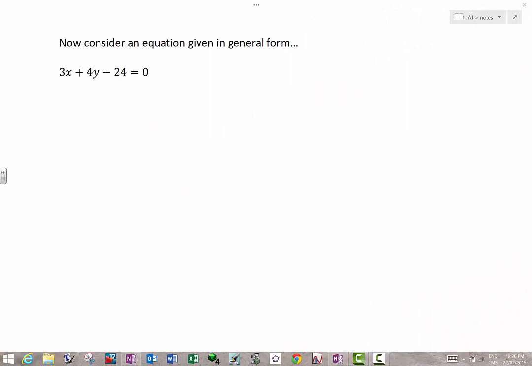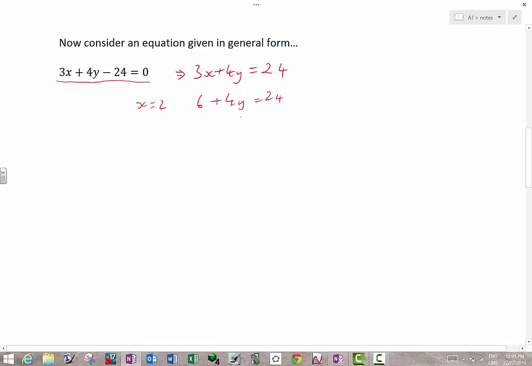Okay, now let's look at an equation given in the general form and see if we can understand it. Well, points lying on this line must have the property that 3 times the x-coordinate plus 4 times the y-coordinate minus 24 equals 0. In other words, 3 times the x-coordinate plus 4 times the y-coordinate needs to equal 24. So if x equals 2, say, then the 3x will be 6. So if 6 plus 4y is 24, then 4y would equal 18, and so y would equal 4.5. So we have the first point 2, 4.5.